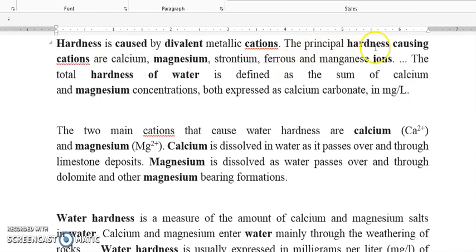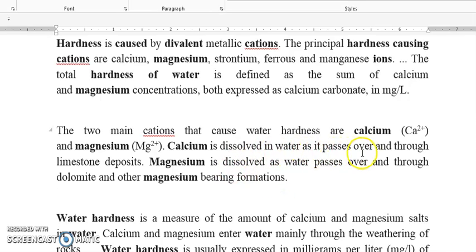The main or principal hardness causing cations are calcium, magnesium, strontium, ferrous and manganese ions. Out of all of these, the total hardness of water is defined as the sum of the calcium and magnesium concentrations, and both are expressed as calcium carbonate in mg per liter. So the 2 main cations that cause water hardness are calcium and magnesium. You can see here calcium 2+, magnesium 2+. That is why they have 2 valency, therefore they are called divalent cations, right?